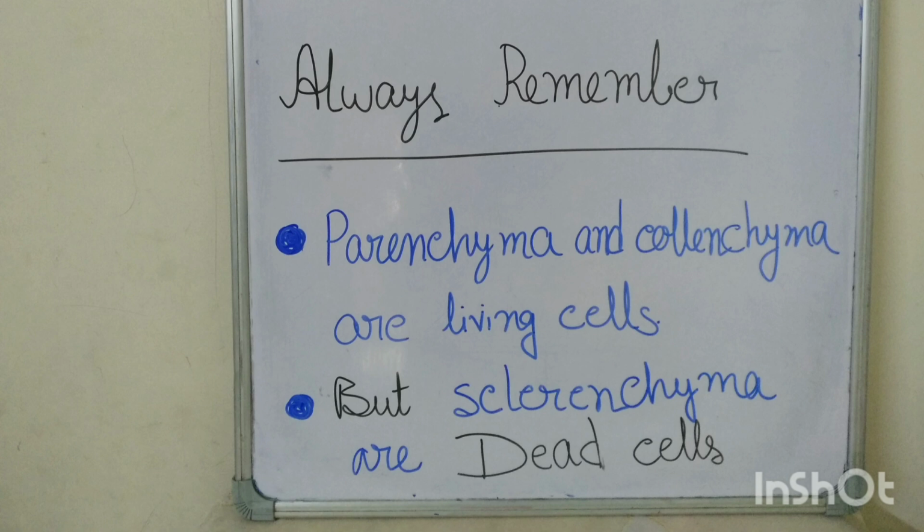Now I tell the tip for this. Always remember that parenchyma and collenchyma are living cells, but sclerenchyma is a dead cell. Don't forget it. Okay? Always remember it.